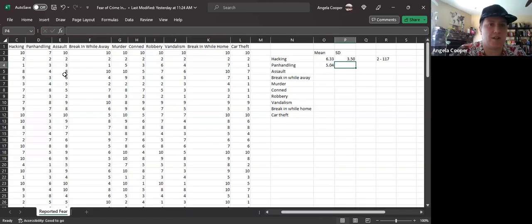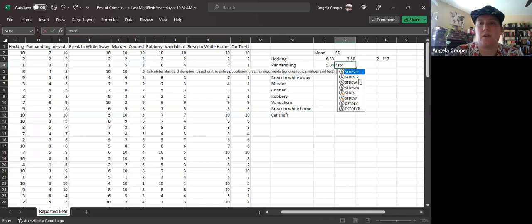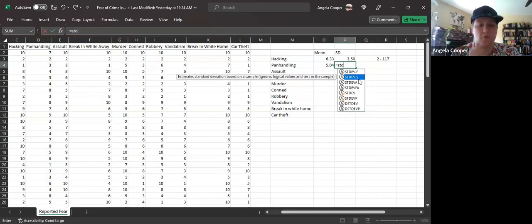So that's a little faster way to calculate, especially since it's going to be the same. The only thing that's going to change as we move further down the line is just the column letter. But the numbers that we're using are exactly the same as far as the 2 to 117. Okay, so like I said, I'm going to do the first few of these. So we were doing standard deviation for a sample.